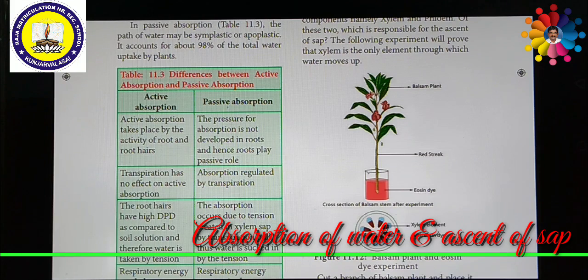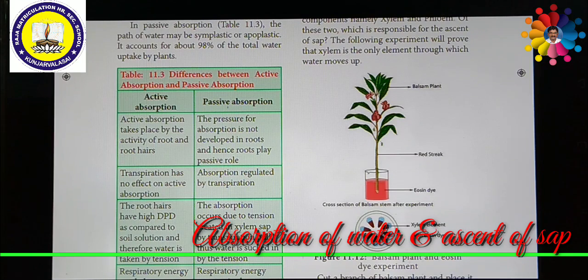Further, the attraction between the water molecule and the xylem elements is called adhesive force. There are two forces, cohesive force and adhesive force. Cohesive force means the force of attraction between the same kind of molecules. Adhesive force means the force of attraction between different kinds of molecules, that is, between water and the material in the cell wall of the vessels. Both adhesive and cohesive forces work together to form an unbroken continuous water column in the xylem. The magnitude of the cohesive force is very high, about 350 atmospheres, which is more than enough to ascend in the tallest trees. So this may be the correct way.